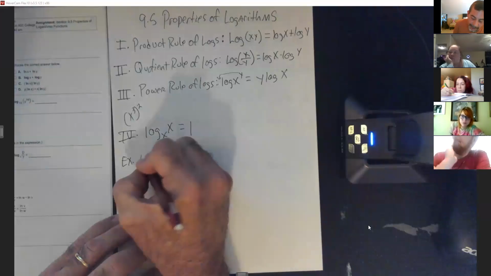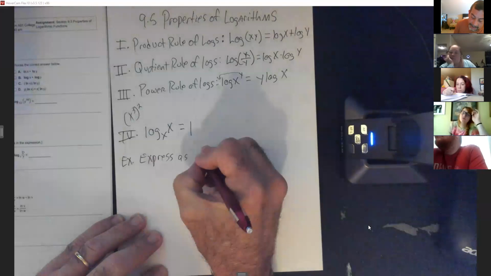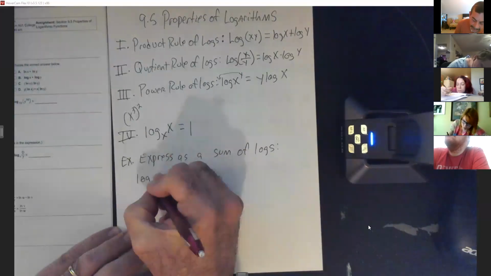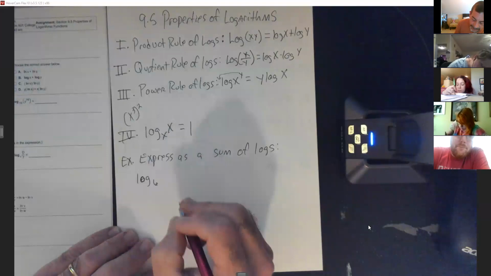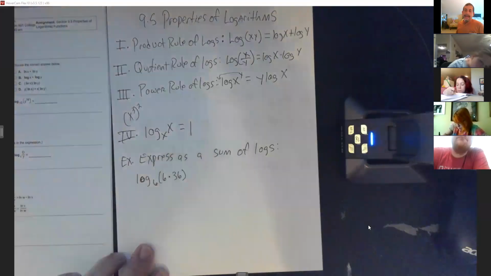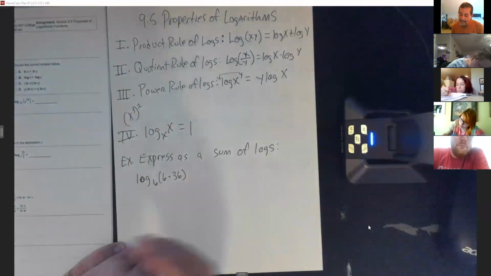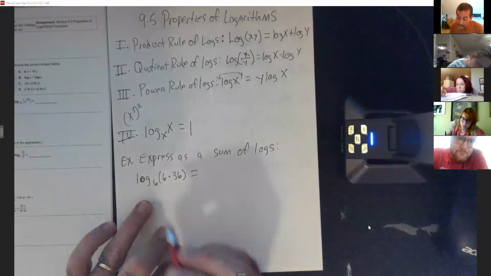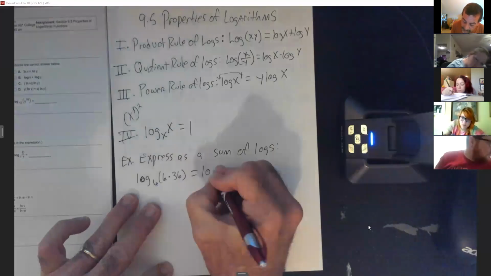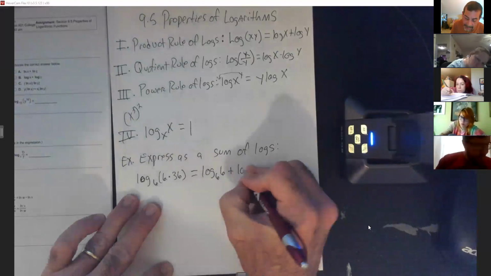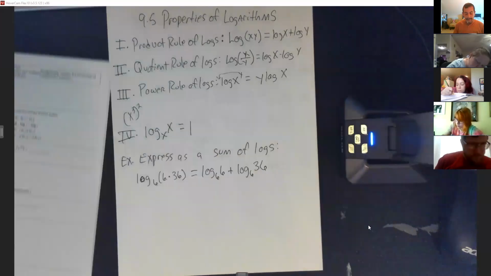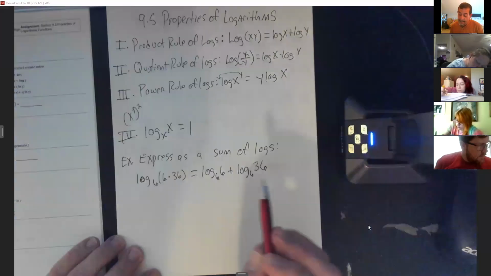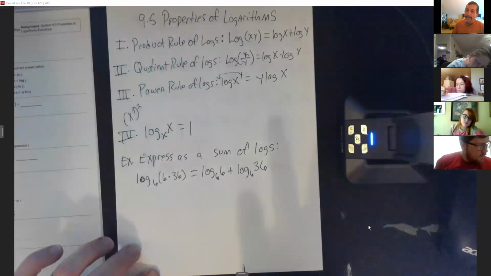So watch this. We're going to express as a sum of logarithms. So I got log base 6 of 6 times 36. Now, they don't want us to multiply this. They just said, hey, we got some number here. We're going to break it down into factors, and we just want you to write it as a sum. So that's going to be a log base 6 of 6 plus a log base 6 of 36. Now, they don't want me to go further on this because I could turn this into a 1, that into a 2, and all that fun stuff. They just want us to stop after we rewrite them.